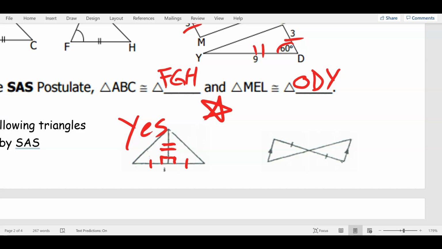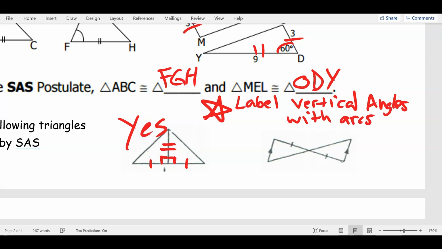Do y'all remember what vertical angles are? Whenever you have an X intersection, they're across from each other, okay? So, label vertical angles with arcs, okay? This is the second thing you have to do. This is so incredibly important because if you forget it, you might mess up, okay? So when they touch, ticks. When they're an X, you put arcs.